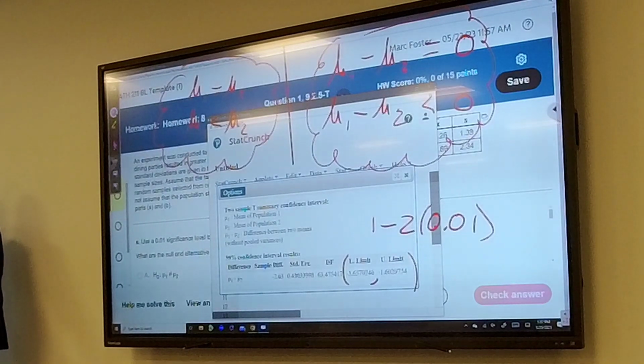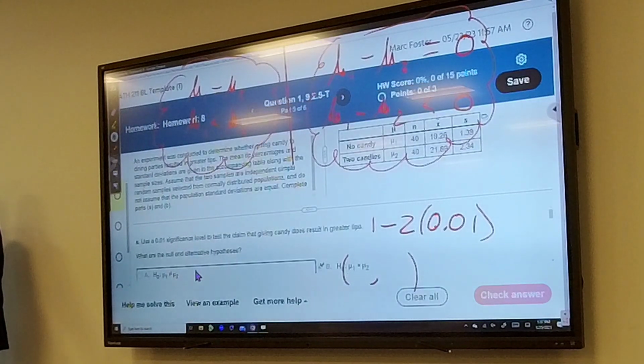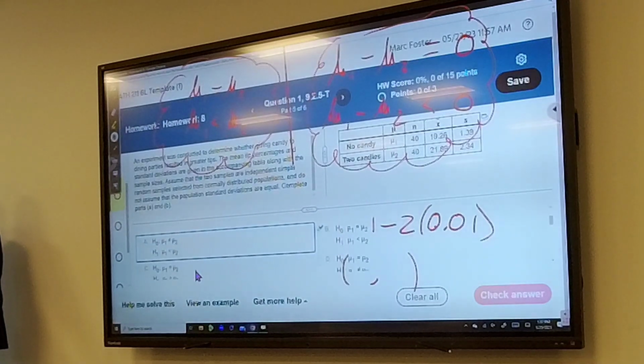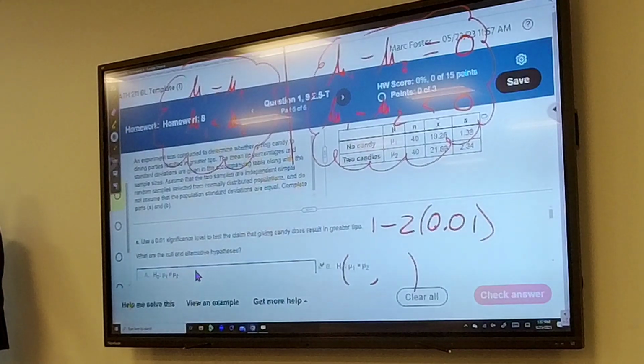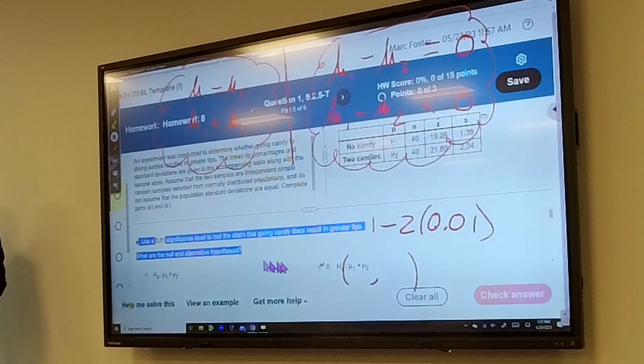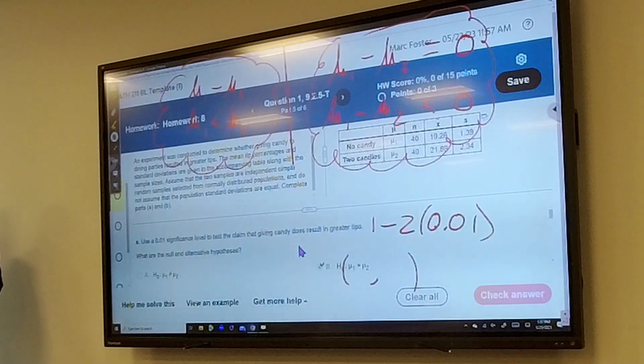Yeah. What was your question for A? I thought it said greater than or equal. Yours says test the claim that giving candy results in equal tips. The samples are from the same population. Right here it says same population. Yes. Then you would have a not equal symbol, right? Yeah, yes, I have that.